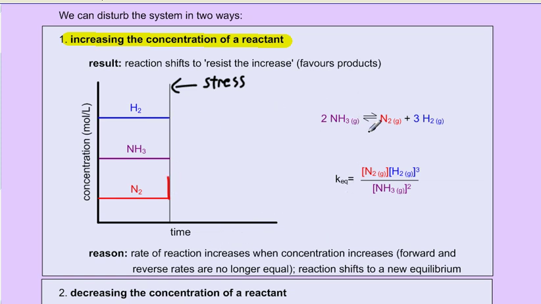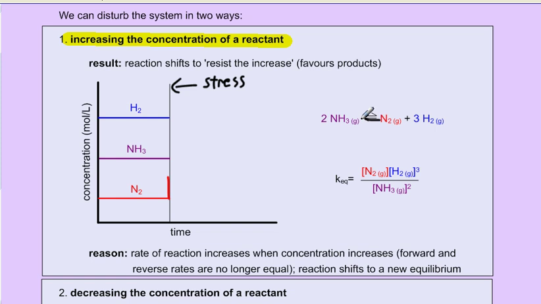If previous to this point the rates of the forward and reverse reactions were equal, but now suddenly I've got more nitrogen around, what that means to the reverse reaction is really important. For this reverse reaction to be occurring, it depends upon collisions between the nitrogen and hydrogen molecules. If suddenly I have a bunch more nitrogen than I had before, then this reverse reaction is going to increase in rate. If this reverse reaction increases in rate relative to the forward reaction, what we end up with is a shift in that direction.